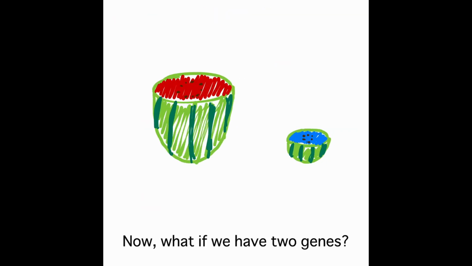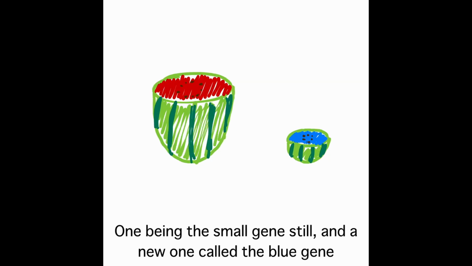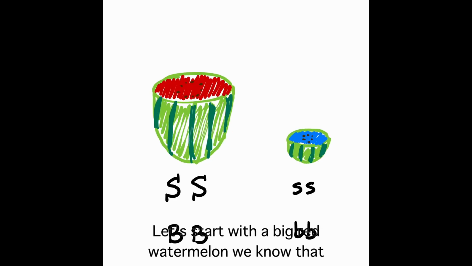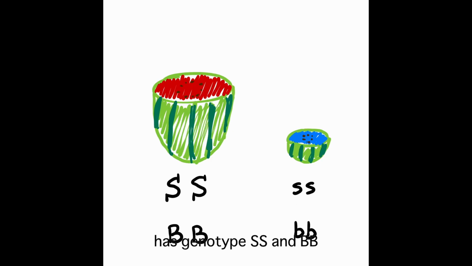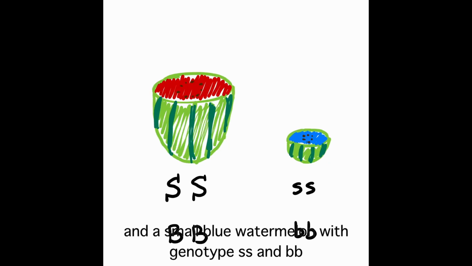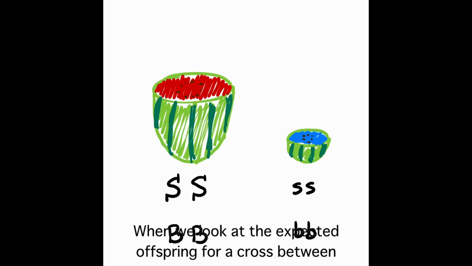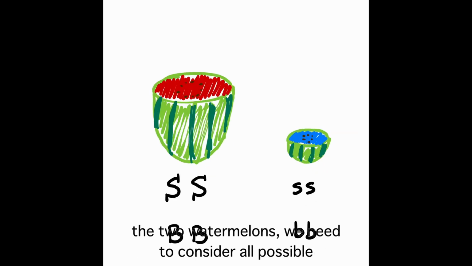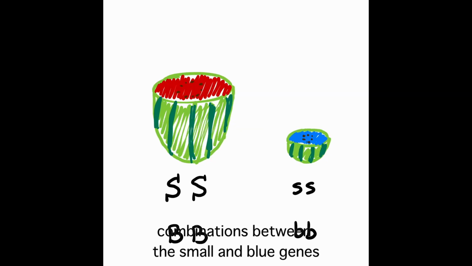Now, what if we have 2 genes, one being the small gene still, and a new one called the blue gene? Let's start with a big red watermelon we know has genotype big S, big S, and big B, big B, and a small blue watermelon with genotype small s, small s, and small b, small b. When we look at the expected offspring for a cross between the 2 watermelons, we need to consider all possible combinations between the small and blue genes.